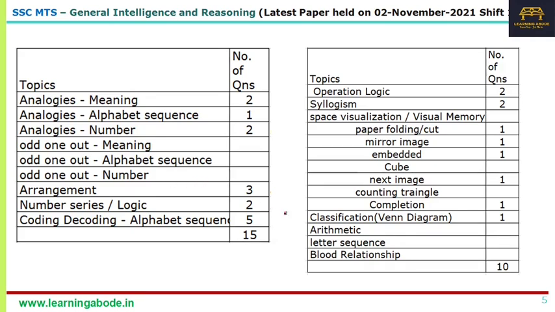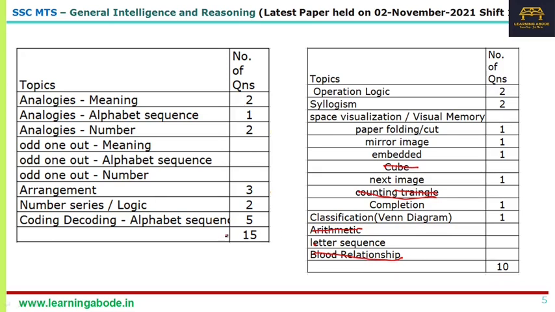For example, counting the triangle was not asked. But it is possible that they can ask this time, I'm not sure. And cube was not asked, I mean, not asked in any of the papers that I have checked. So cube and counting triangles were not asked. Usually there's one arithmetic question in profit loss, discount or percentage that was not asked. And letter sequence question in some papers it was there, some papers it was not there. Blood relationship also was not asked in the reasoning section, but it is possible that it can be asked.